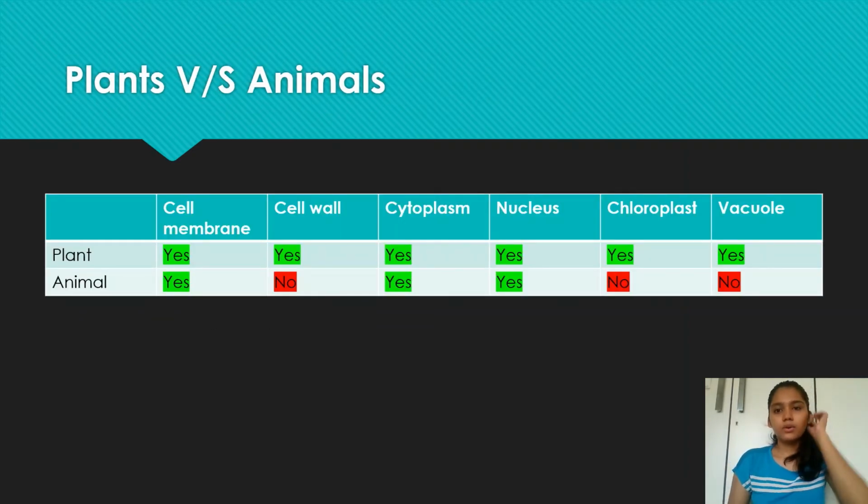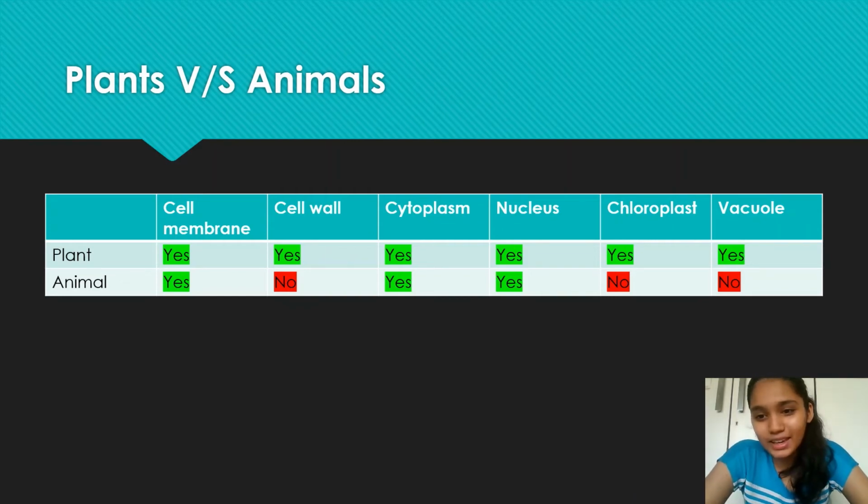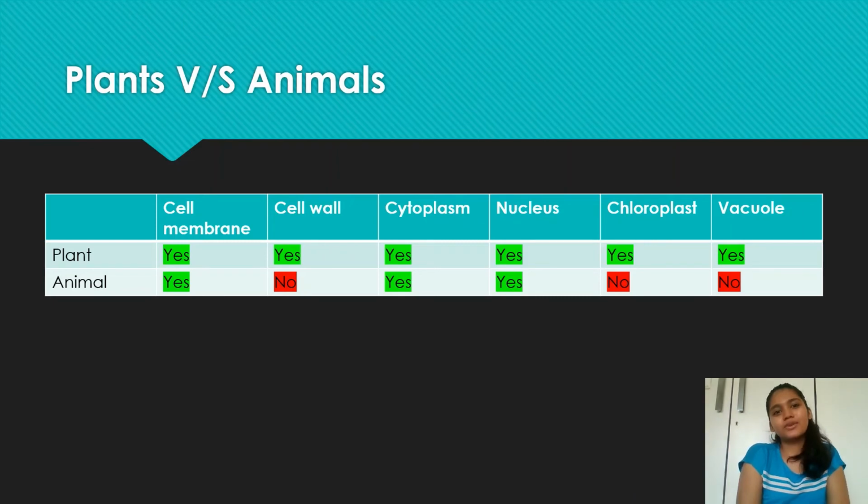Okay, so plants and animals. This table has come a million times in MCQs. I cannot stress on it enough. So you need to know that plants have a cell membrane, a cell wall, a cytoplasm, nucleus, chloroplast, and vacuole. In the next chapter I will also show you the structure of a plant cell. So over there you will be able to gauge how it works and what is what and the functions of everything. So don't worry. And an animal cell has everything but a cell wall, no cell wall.